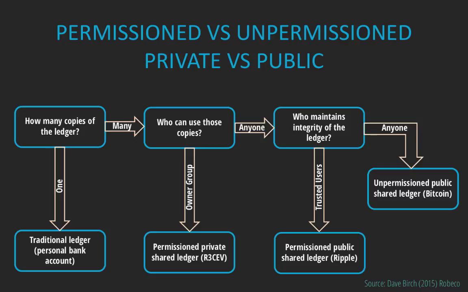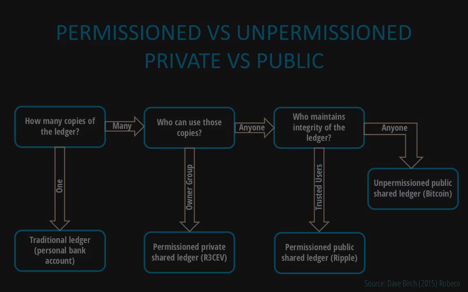And the current one that's listed here is the R3 consortium. Currently, they have 80 banks, financial institutions, insurance companies, regulators that are cooperating within that. You can check them out more. And then another one for the permissioned public shared ledger is Ripple, which is also making waves in the industry. And I highly suggest for you to check them out.